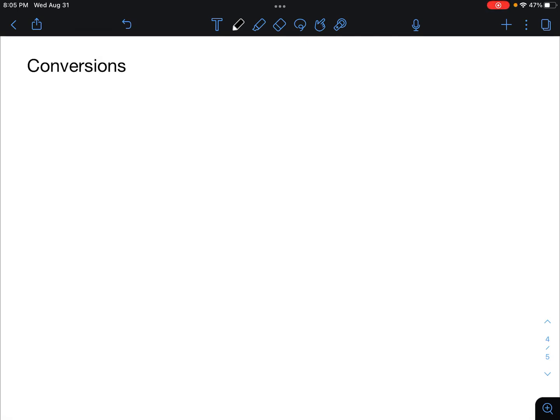I want to review conversions, when we're converting from one unit to another unit. And a couple of things that I want to point out first. When you're converting, you're always converting the same kind of units. So if you start with length units, you're always converting to other length units. If you have area units, you're always converting to area units. So this is always going to be true for the conversions that we're going to do.